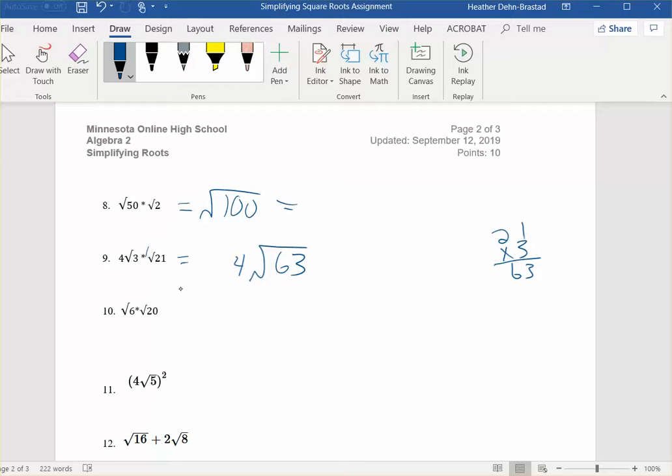So this can be rewritten as the factors of 63, which is 9 times 7. And then only the square root of 9 can be simplified. So this is going to be a multiplication out here. We're going to be multiplying 4 times the square root of 9. The square root of 9 is 3. And then the square root of 7. So this would all become 12 square root of 7. This is number 9.